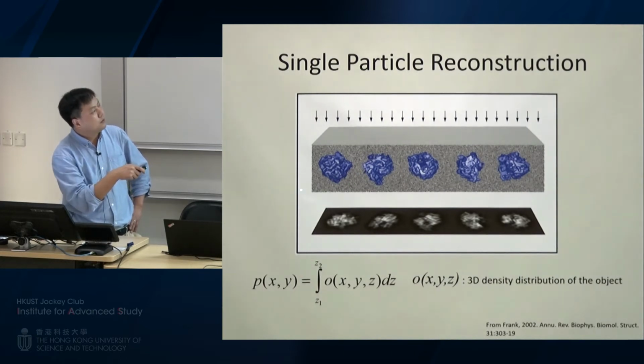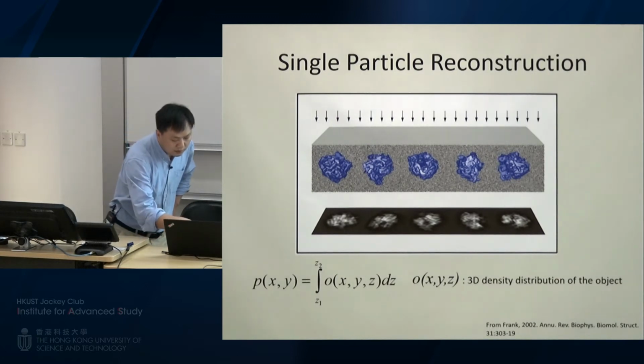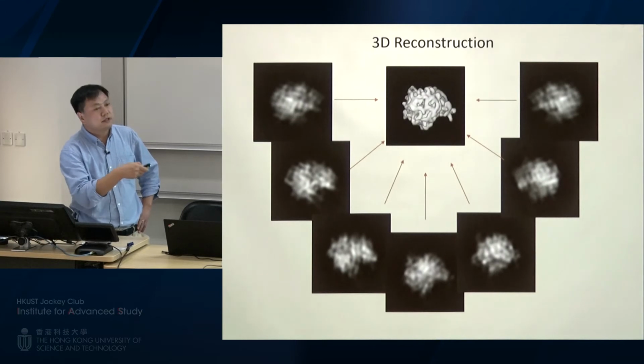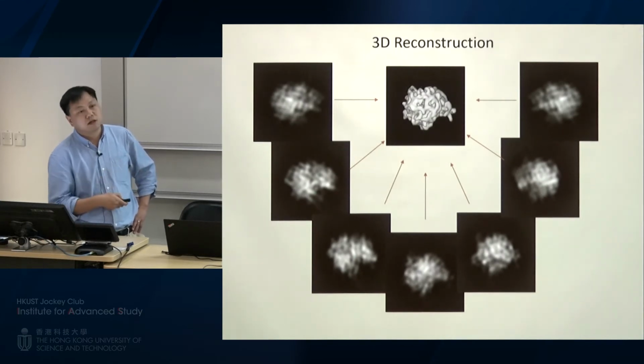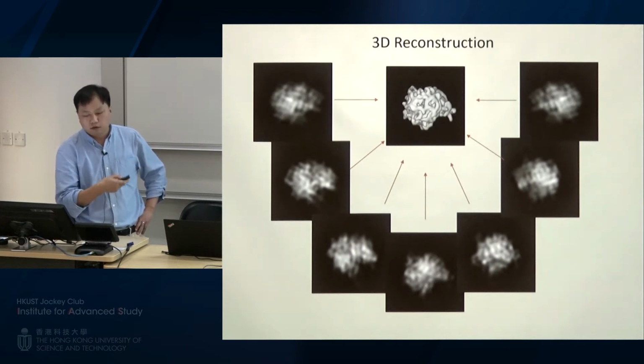But in principle, we can assume all these 3D objects are chemically and structurally the same. That means all the 2D projections can be regarded as 2D projections of a single 3D object, but from different view angles. So the task of getting a 3D structure is that if we can find the mathematical relationship between those 2D projections, then we can use computer algorithms to recover the original 3D density function in order to get a 3D structure.